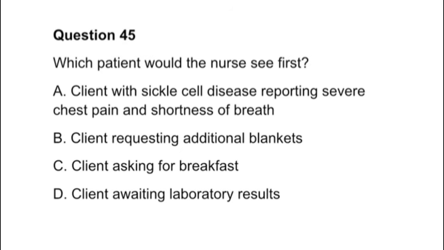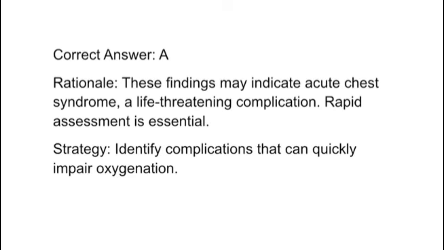Question 45. Which patient would the nurse see first? A. Client with sickle cell disease reporting severe chest pain and shortness of breath. B. Client requesting additional blankets. C. Client asking for breakfast. D. Client awaiting laboratory results. Correct answer: A. Rationale: these findings may indicate acute chest syndrome, a life-threatening complication. Rapid assessment is essential. Strategy: identify complications that can quickly impair oxygenation.